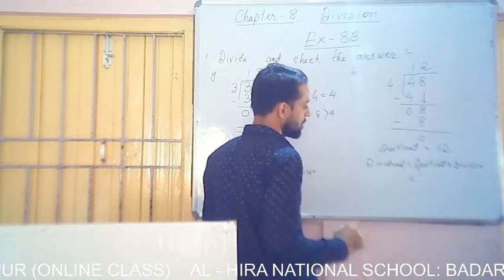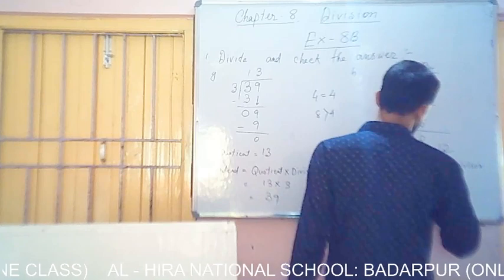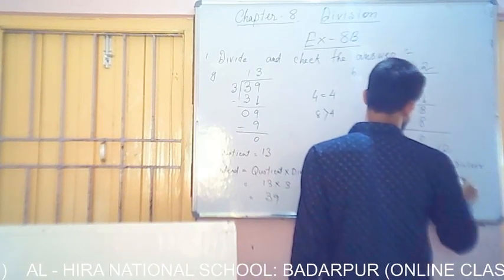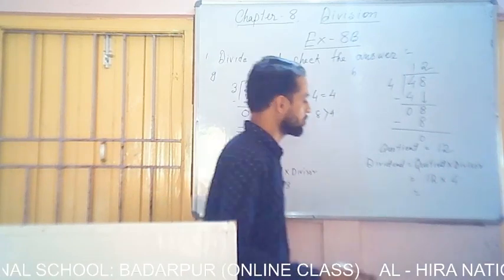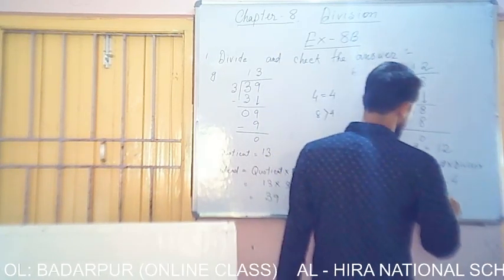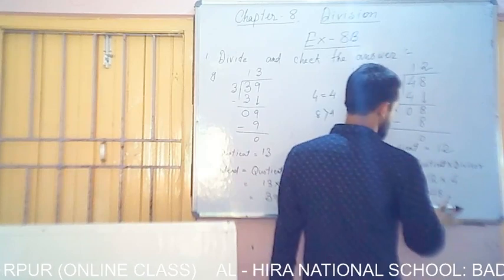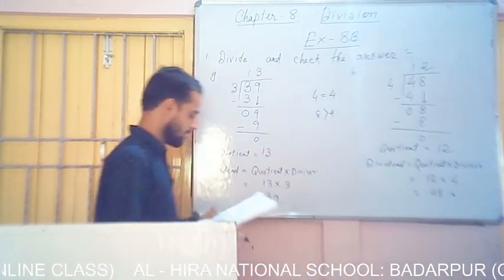Which number is the quotient here? In place of quotient we are going to write 12. In place of divisor we are going to write what? We are going to write 4. So 4 multiplied by 12 equal to 48. So the answer is what? Correct.